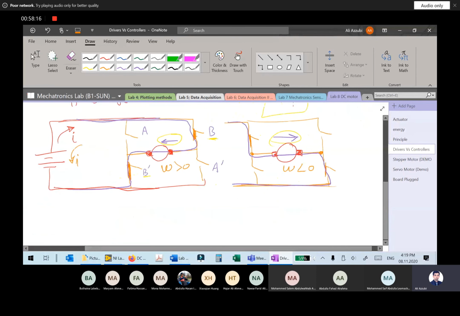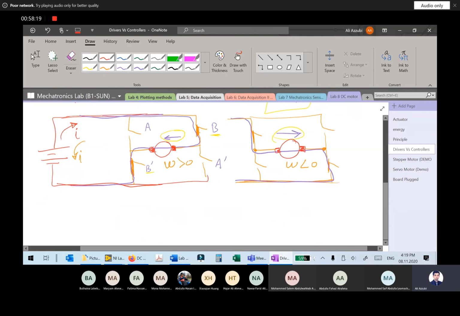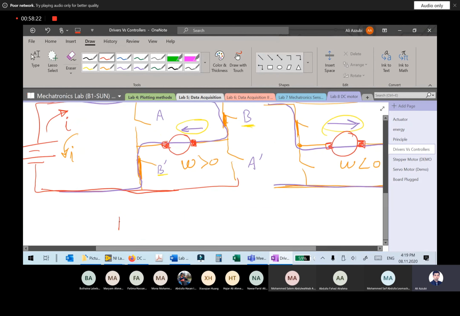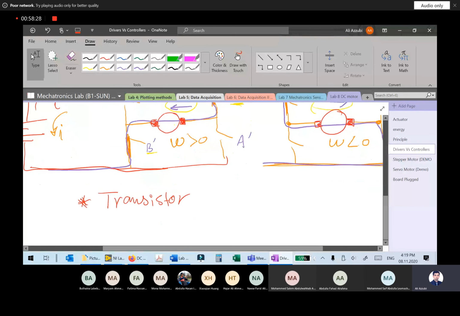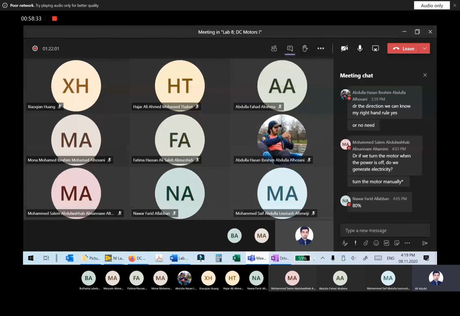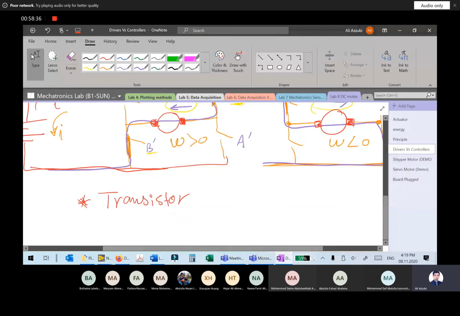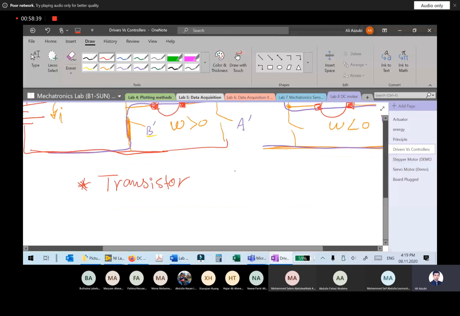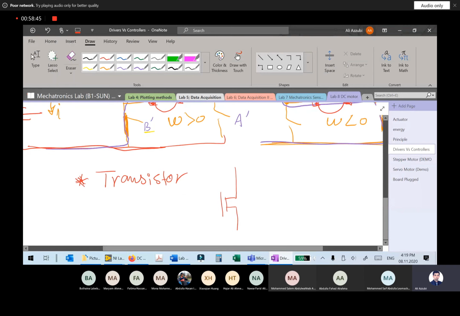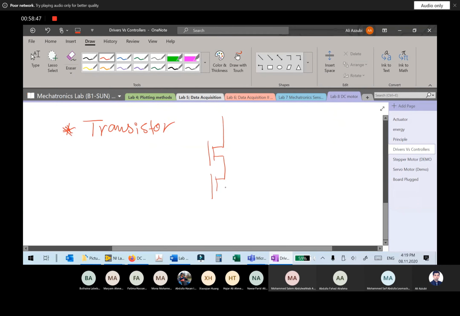Now you already know what you call transistor. Did you study transistor in the lecture part? Yes? Okay. So simply, these switches are transistors. And you have here, actually it is a FET transistor, maybe like this, and another one like this, and your motor is here in the middle.